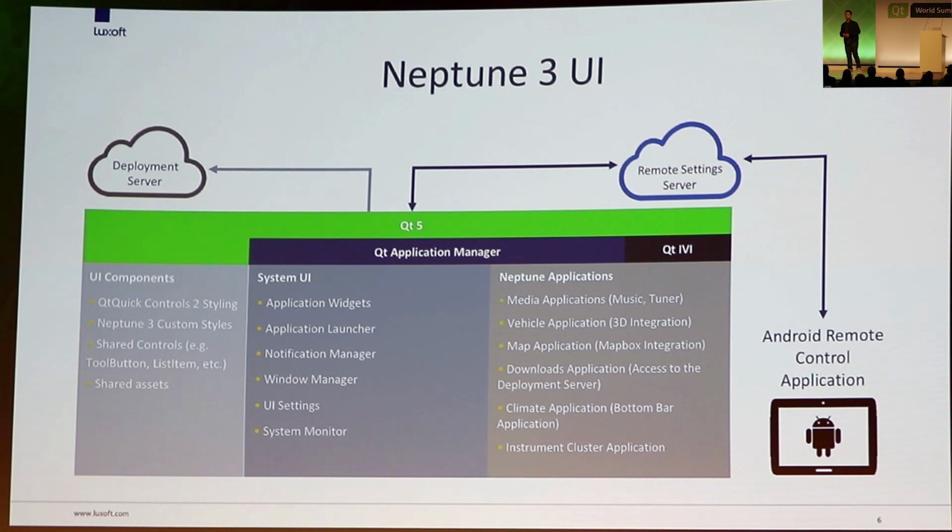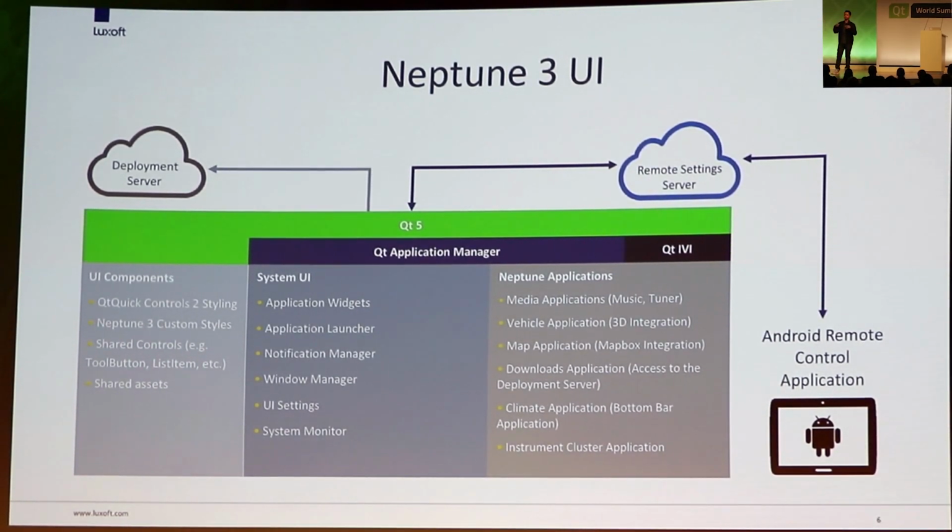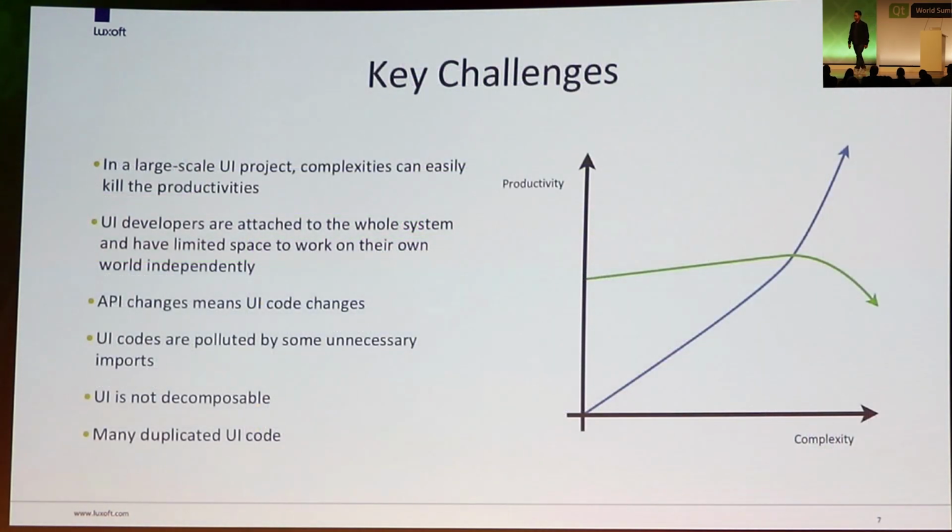Then another thing we have is the remote settings. We also provide a remote settings server, which holds some states, like settings, the theme, what the current theme is, the language, and so on. Then you can control these settings using any other device. Like we have done with the Android remote control application to control the Neptune 3 UI by connecting to the server, and then the UI will react right away by following the state changes made by the remote control application.